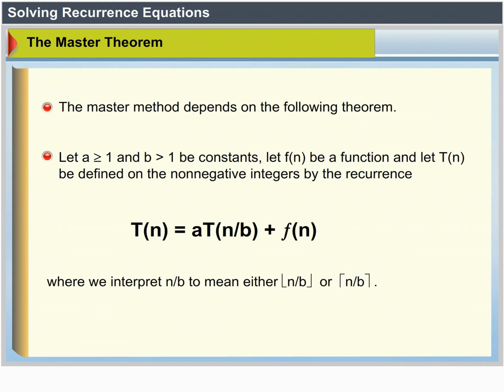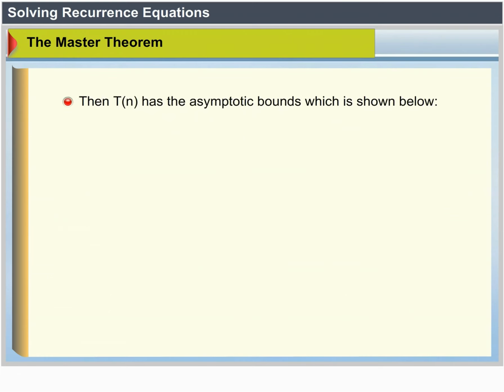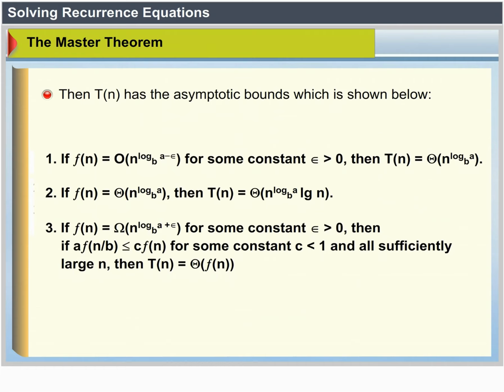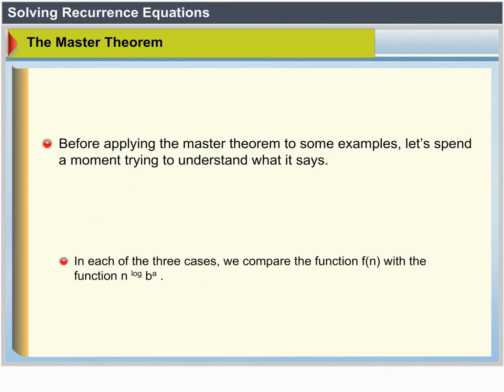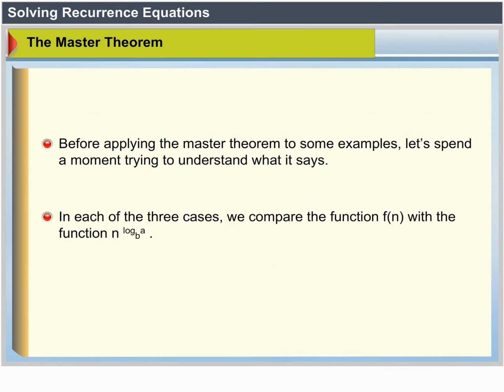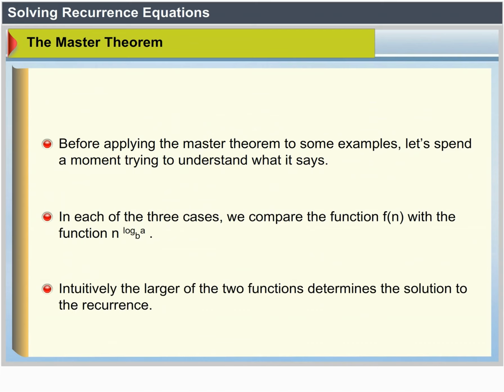Then T(n) has the asymptotic bounds shown below. Before applying the master theorem to some examples, let us spend a moment trying to understand what it says. In each of the three cases, we compare the function f(n) with the function n^(log_b a). Intuitively, the larger of the two functions determines the solution to the recurrence.